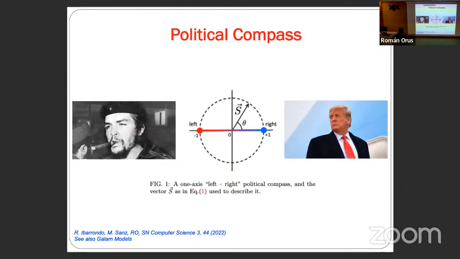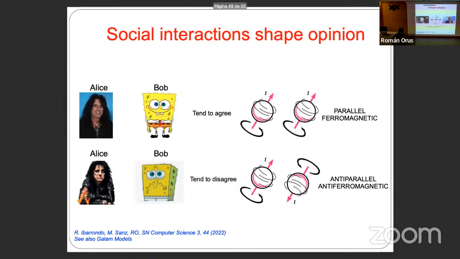You can be very much to the right, or you can be very much to the left. And this is nothing but an arrow that is characterized by an angle. This is a classical spin in 2 dimensions with U(1) symmetry and all that, no? And if you are on one side, you are going to vote for Trump, and on the other, you prefer Che Guevara, all right?